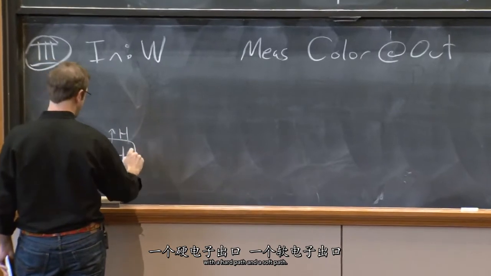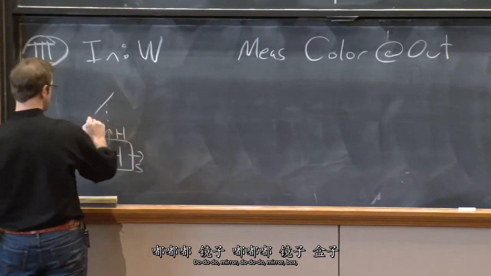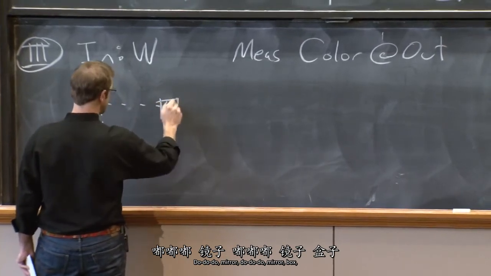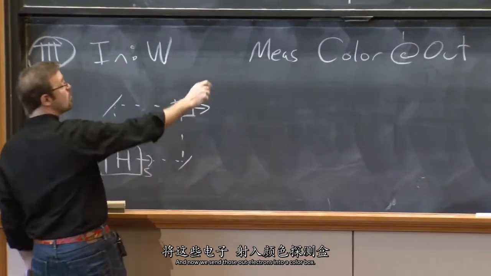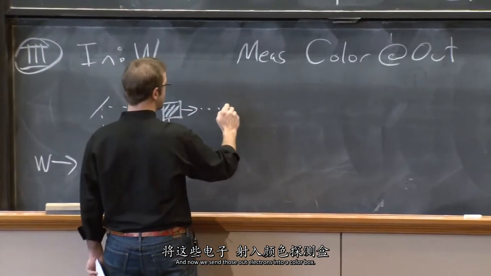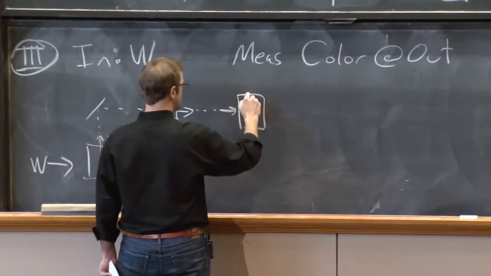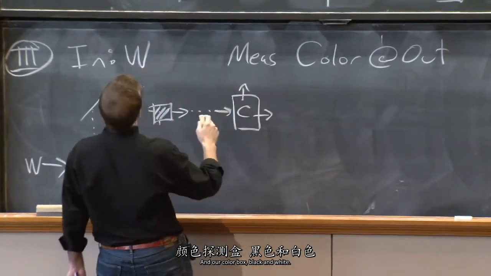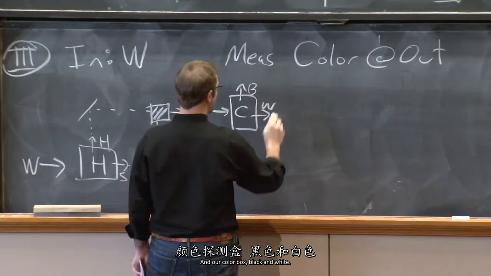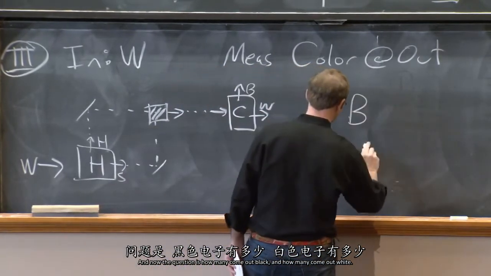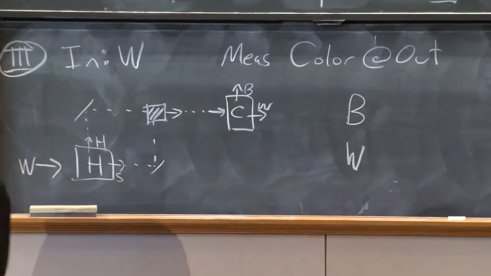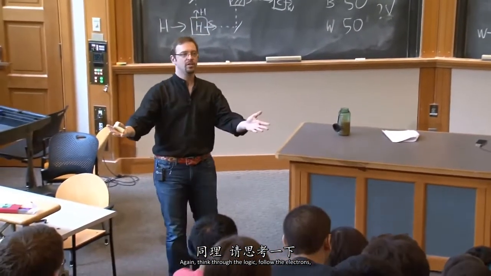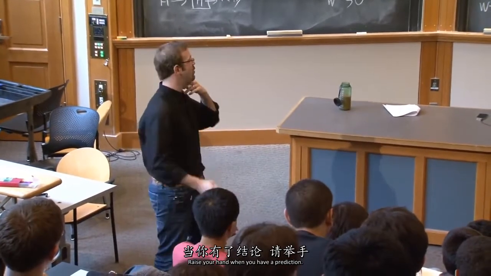a hard path and a soft path. Mirror, mirror, box, join together into our out. And now we send those out electrons into a color box. OK? And our color box, black and white. And now the question is, how many come out black and how many come out white? OK? Again, think through the logic, follow the electrons, come up with a prediction. Raise your hand when you have a prediction.